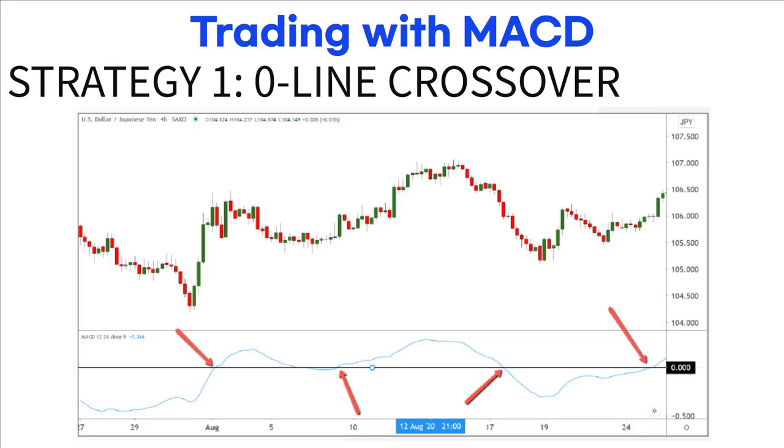When the MACD line crosses the zero line from below, i.e. from bottom to top, it is possible that a new uptrend is emerging. Therefore, you should consider taking a long position. Conversely, when the MACD line crosses the zero line from above, i.e. from top to bottom, it's possible that a new downtrend is emerging. Thus, you should consider taking a short position.